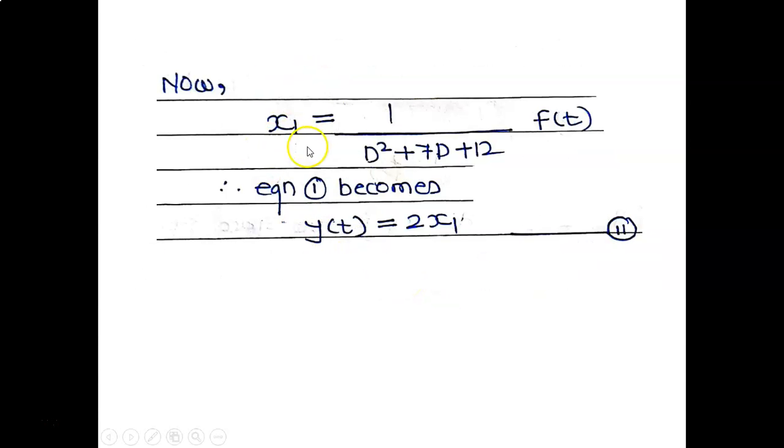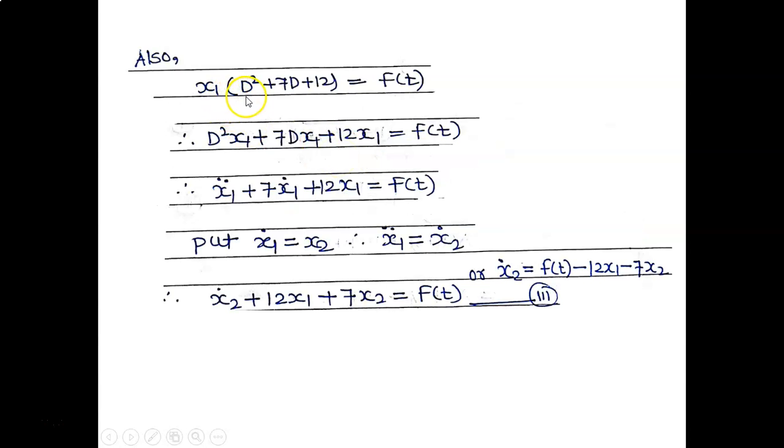We have to consider that x1 is equal to 1 divided by d square plus 7d plus 12 into f(t). Therefore equation 1 becomes y(t) is equal to 2x1, equation 2. Therefore we will cross multiply here. Therefore x1 into (d square plus 7d plus 12) is equal to f(t). Therefore d square x1 plus 7d x1 plus 12x1 is equal to f(t). Therefore x1 double dot plus 7x1 dot plus 12x1 is equal to f(t). Therefore put x1 dot equal to x2. Therefore x1 double dot is equal to x2 dot.